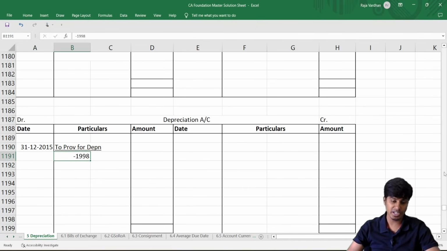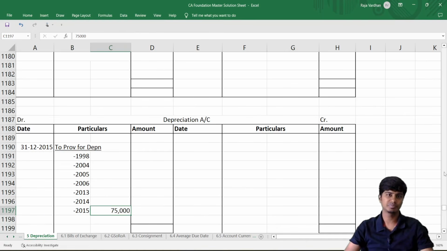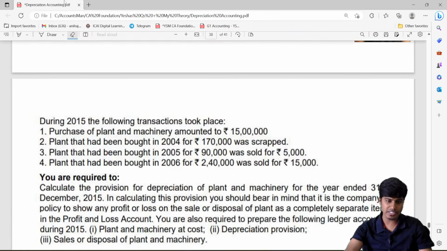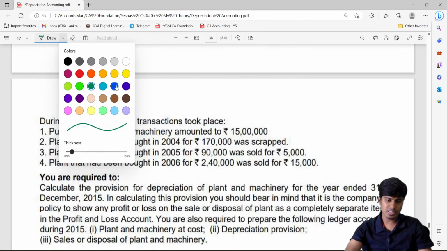We need to depreciate the assets of 1998, 2004, 2005, 6, 13, 14 and the asset purchased in 15. For the asset purchased in 2015, depreciation is 75,000. Got it? Then let us go down to the first adjustment. The first adjustment is done. Now we'll do the next adjustment. So what is the second adjustment?